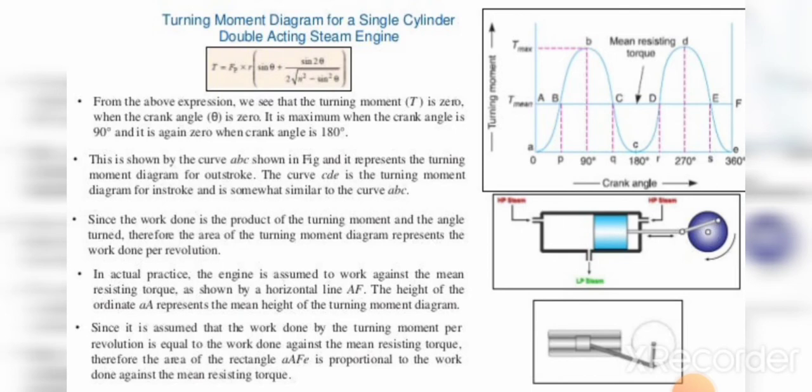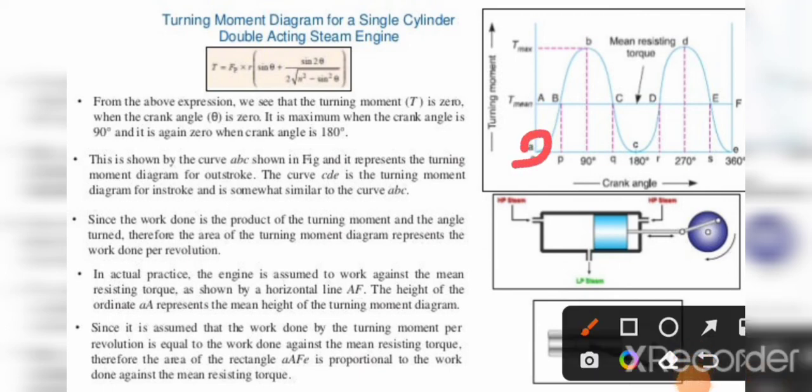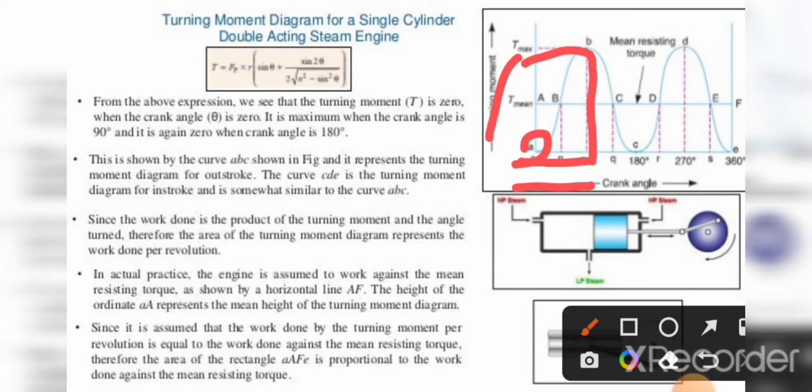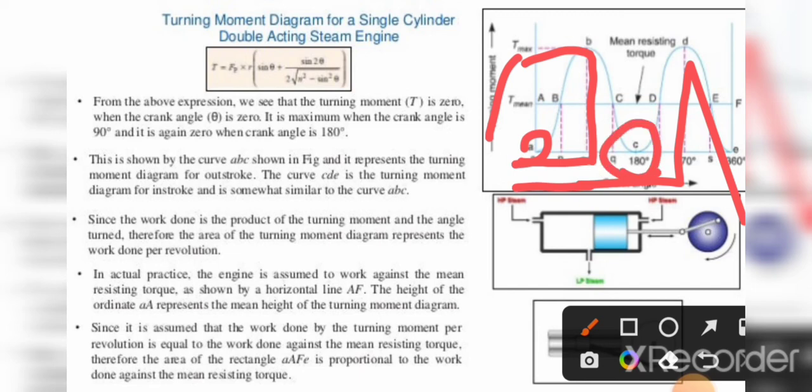From this expression we can see that turning moment is 0 when crank angle theta is 0, and it is maximum when crank angle is 90 degrees. When do we obtain turning moment maximum again? When crank angle is 270 degrees. And we obtain turning moment as 0 when crank angle is 180 degrees and 360 degrees.